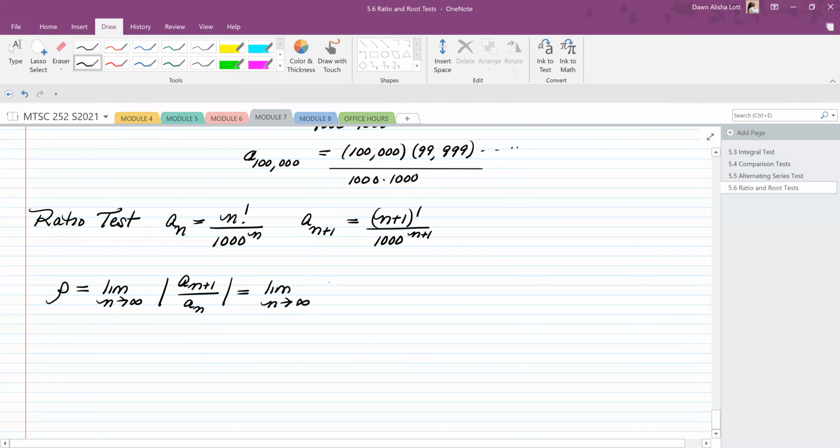And then I'm going to get, well, these are all positive, so I can drop the absolute value. So I'm going to get 1,000 to the n plus 1 over n plus 1 factorial. That is wrong. I'm getting a_n, which is n plus 1 over 1,000 to the n.